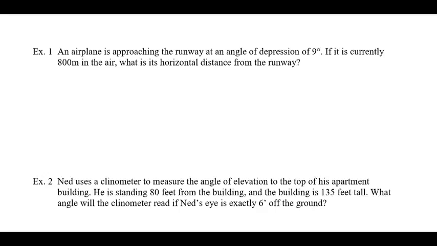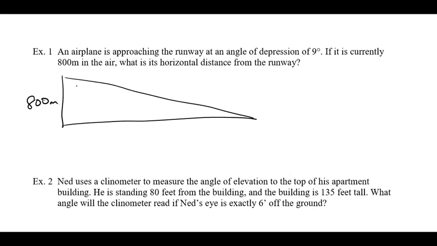Here's what people do. An airplane is approaching the runway. It's currently 800 meters in the air. Okay? And it's approaching the runway at an angle of depression of 9 degrees. So that would make, and there we go, 9 degrees. That's what people do, because the angle of depression is up in the air, and so that's where it goes in my triangle. What did I do wrong? Alan? And it's supposed to be on the other side because that's like bigger and that's over there.